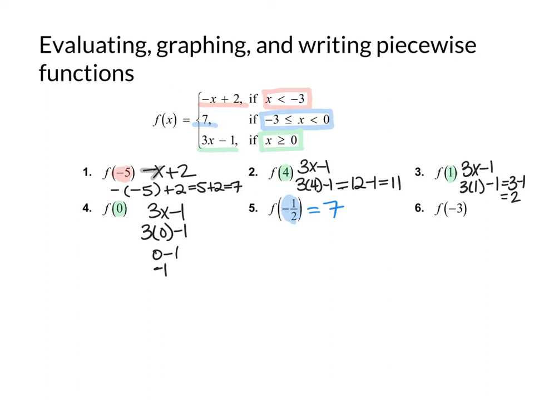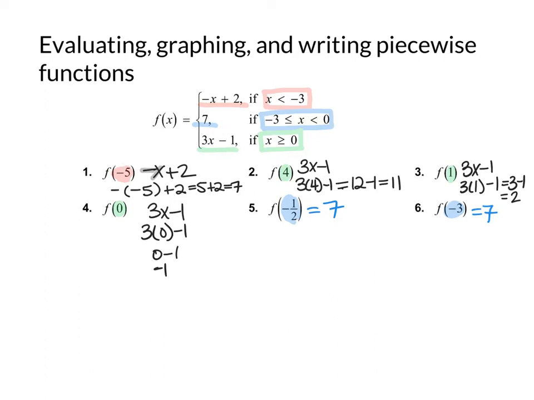And then lastly, f of negative 3. Is negative 3 less than negative 3? No, negative 3 is equal to negative 3, so we need to look at a different one. Is negative 3 less than or equal to negative 3? Yes. Here's where it's equal to negative 3, so again, it gets our blue equation, which means the y value doesn't change. It's always just equal to 7.